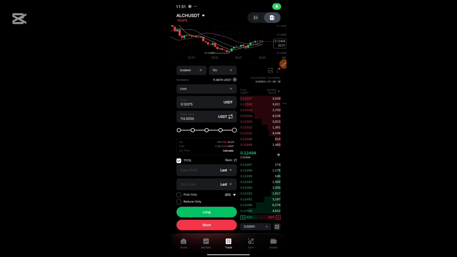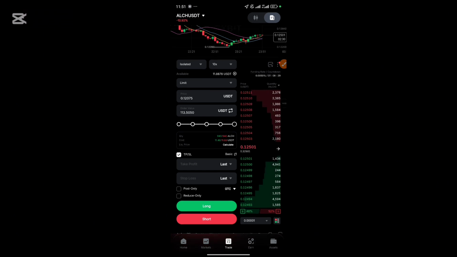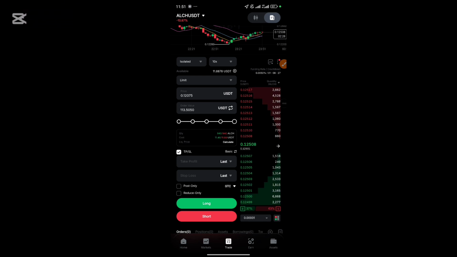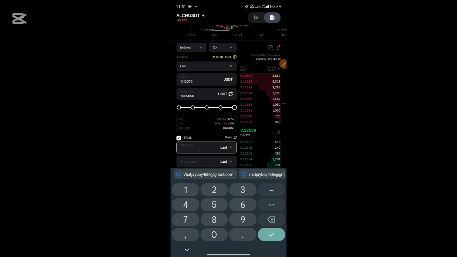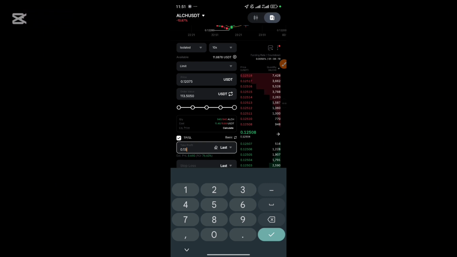I don't want to lose more funds. Just throw me out of the trade. Close the trade. Now like I said, you must make room for losses in your trade. Then for TP, this is what I'm going to input, where I want to take my profit. I'll say 0.13086. Now this is where I want to take my profit.